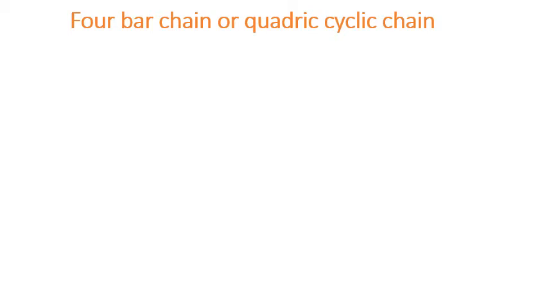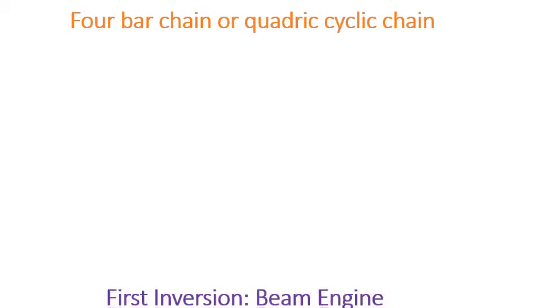In a 4-bar chain, the shortest link will always make a complete revolution with respect to the other 3 links. This link is called the crank or driver. The link which makes a partial rotation or oscillates is called the lever or rocker. The link which connects the crank and lever is called the coupler or connecting rod. The fixed link is called the frame. So the inversions of the 4-bar chain are as follows.